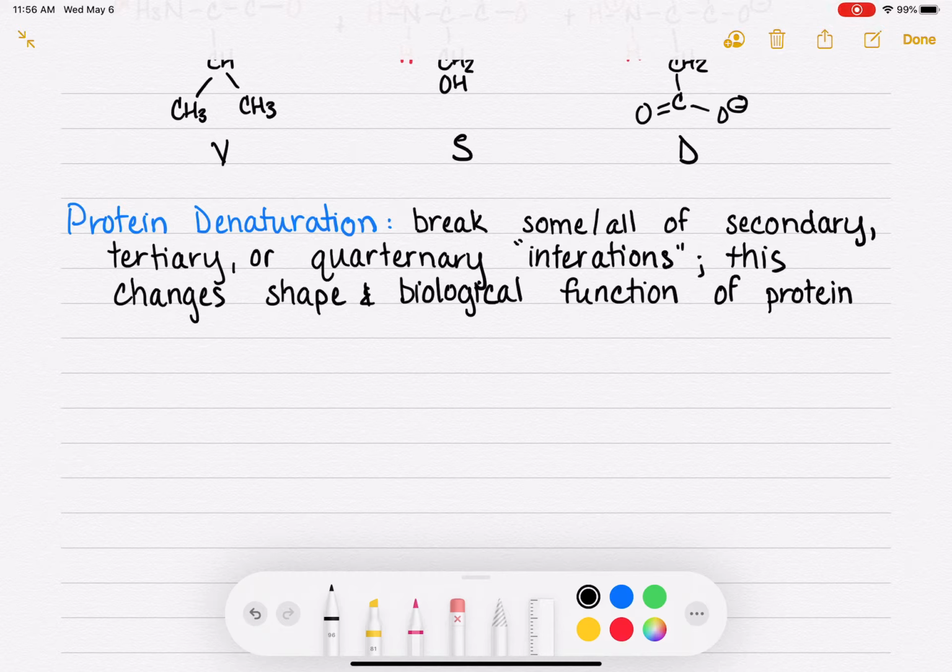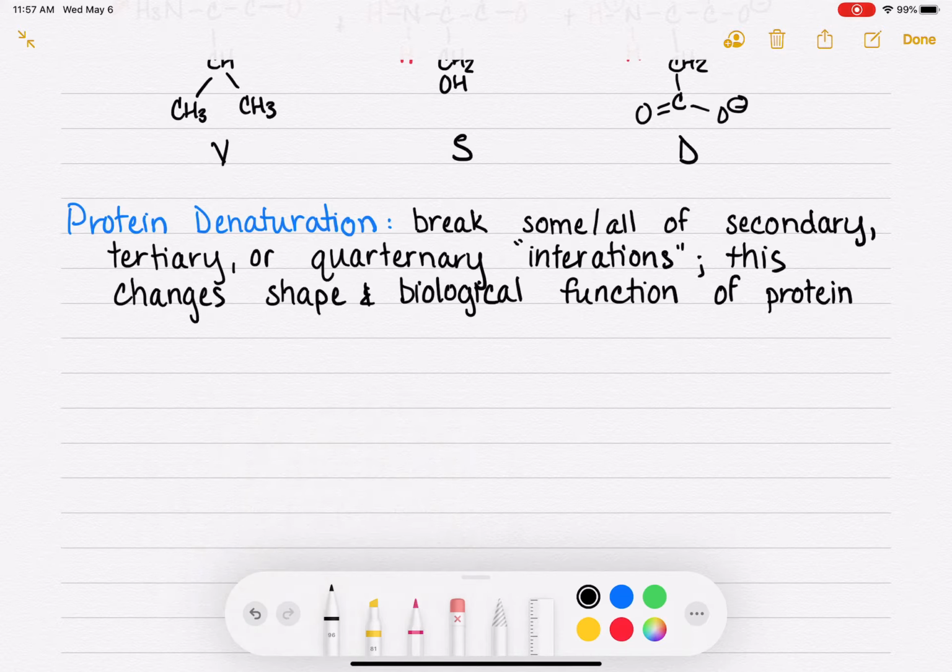And sometimes this is something that our body does in the immune response. Sometimes we destroy the biological function of something that we don't want in our body so that it can't affect us anymore. So this is affecting the secondary, tertiary, or quaternary interactions.